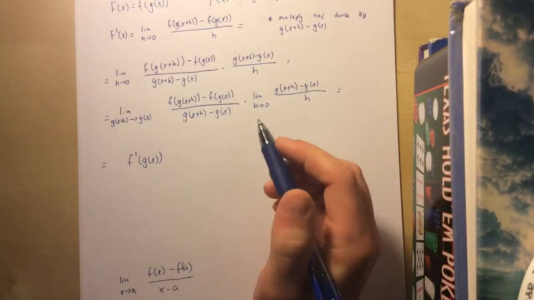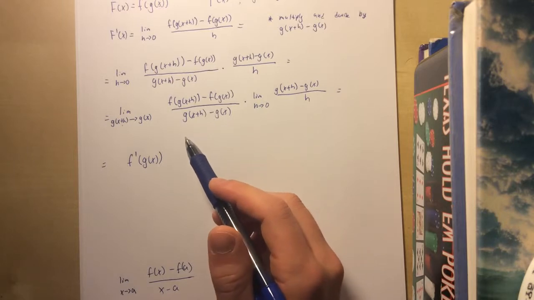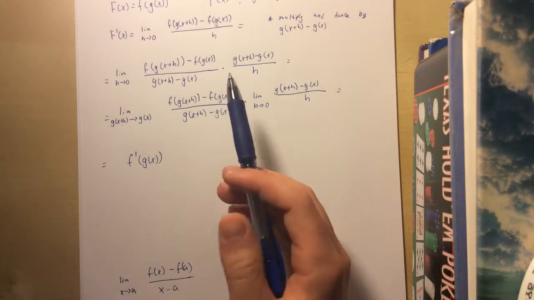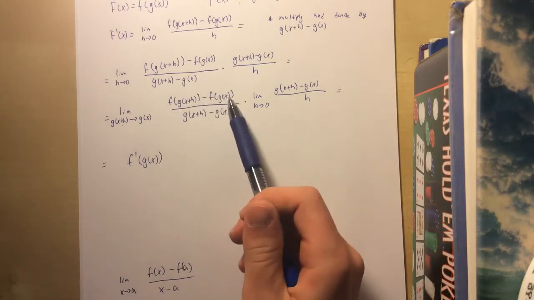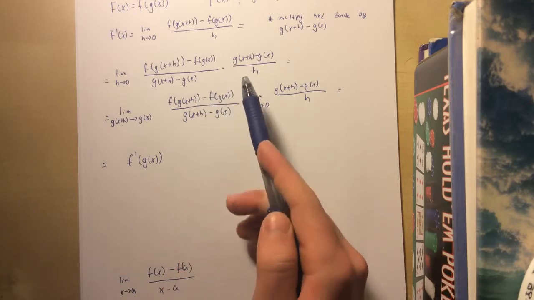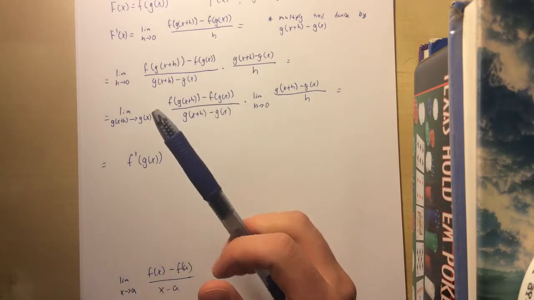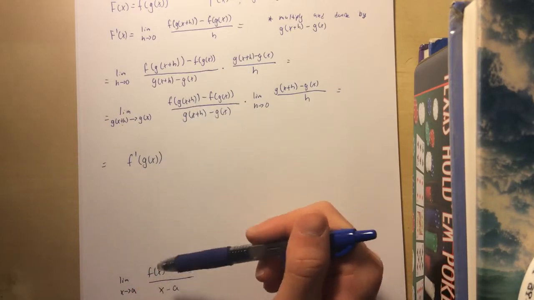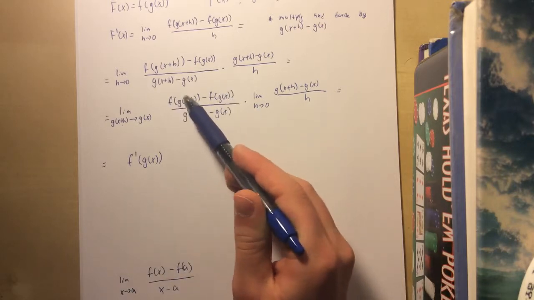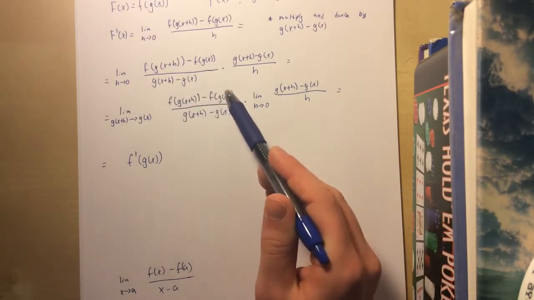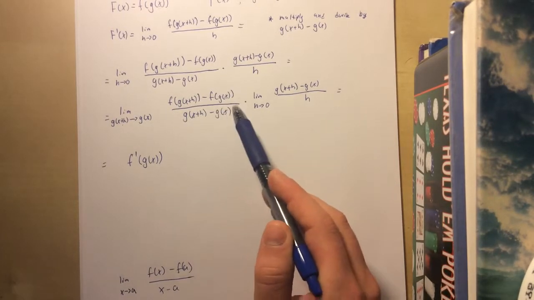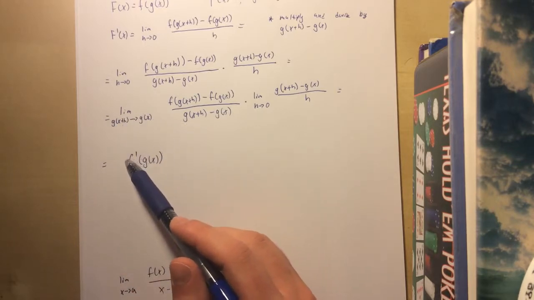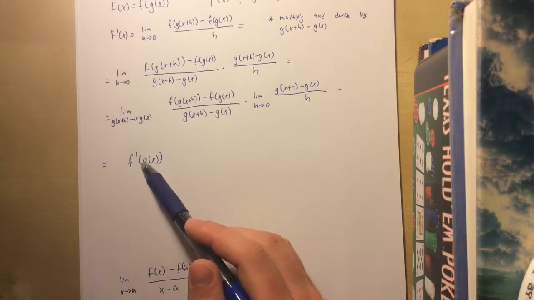So that step seems a bit confusing, but just imagine substituting. Every time you see a g of x plus h, imagine that as an x, and every time you see a g of x, imagine that as an a. So this is a and this is x. So then we have f of x minus f of a all over x minus a, and it's the limit as x approaches a. So what we're saying is that this is the derivative, f prime of a.